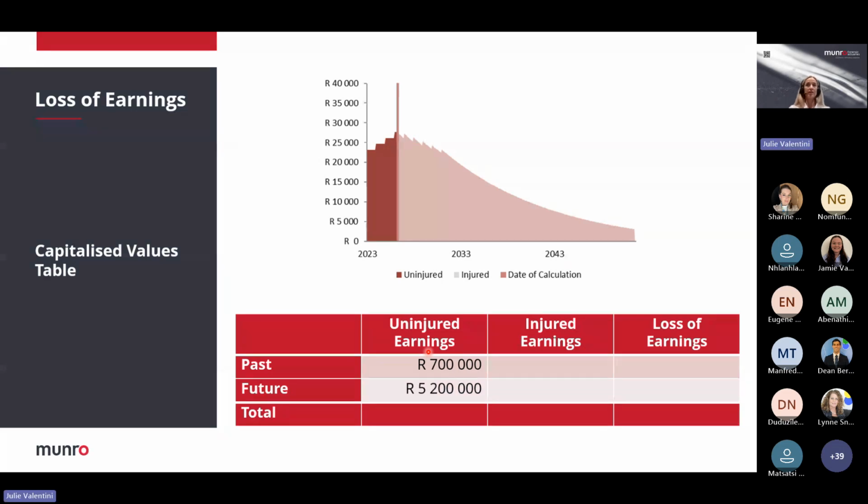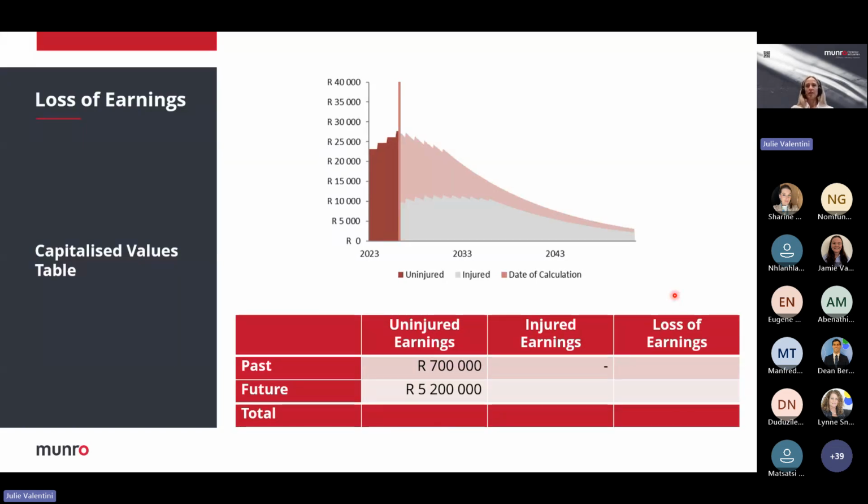We would now do the same for the injured earnings. So the injured past, in that example I showed you, the claimant did not return to work, which means that the past injured earnings would be 0. The future would be that grey block, and if we add that up, let's say it comes to a value of 3.8. So those are the important things that we have calculated based on the particular earnings progression that has been proposed by the industrial psychologist.